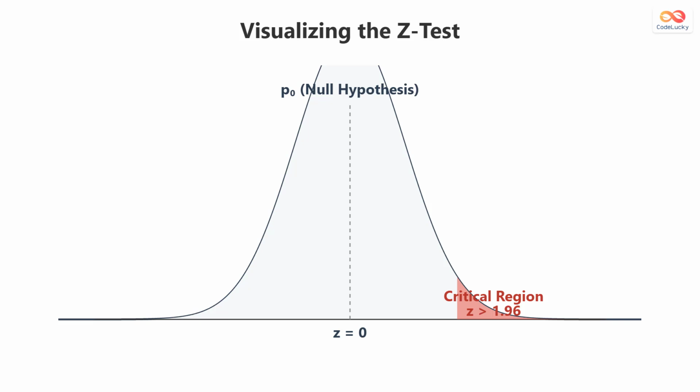This is what we are doing visually. We are placing our null hypothesis, P-naught, at the center of a normal bell curve. The z-score tells us how many standard deviations away our sample falls. If our sample falls far out in the tails, in the critical region shown in red, it is considered statistically significant.